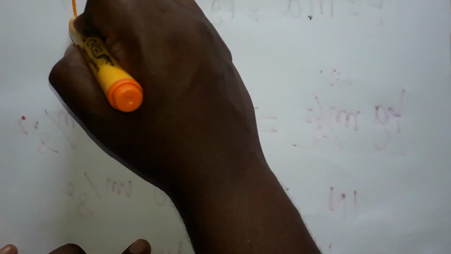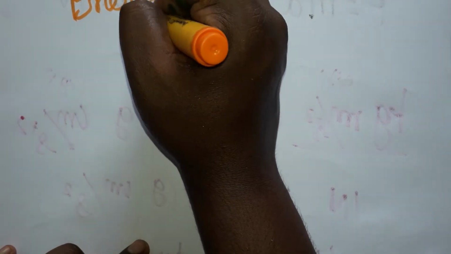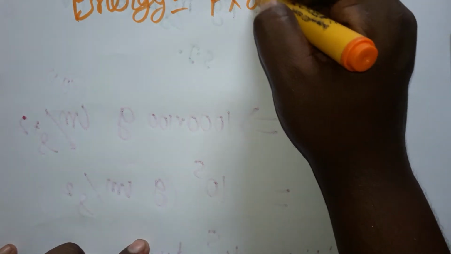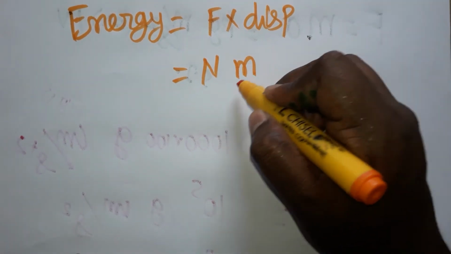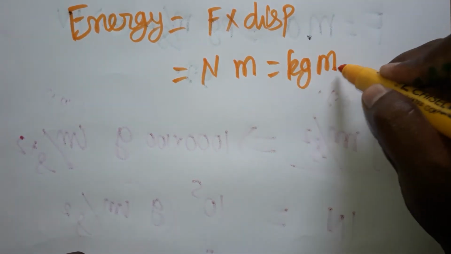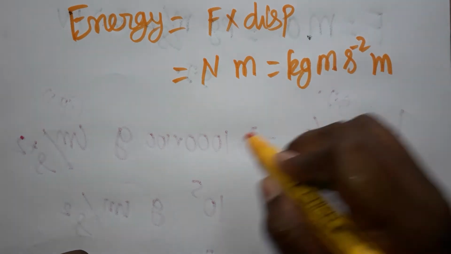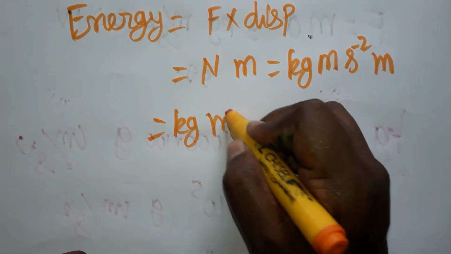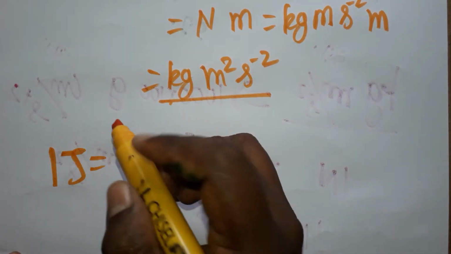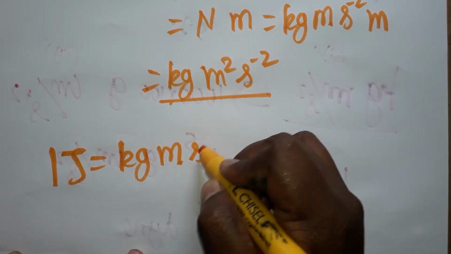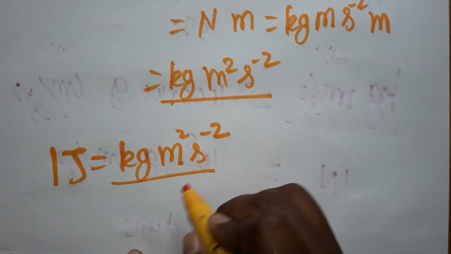Now the next thing I am going to teach you is energy. What is the SI unit of energy, and what is the relation between SI and CGS system? First we will take energy. Energy is equal to force into displacement. Force unit we can take as Newton, and the displacement SI unit is meter. Newton we can take as kg meter second minus 2, as I said earlier, into meter. So we'll get kg meter square second minus 2. This we can take as joules. So 1 joule is equal to kg meter square second minus 2, which follows the SI system.